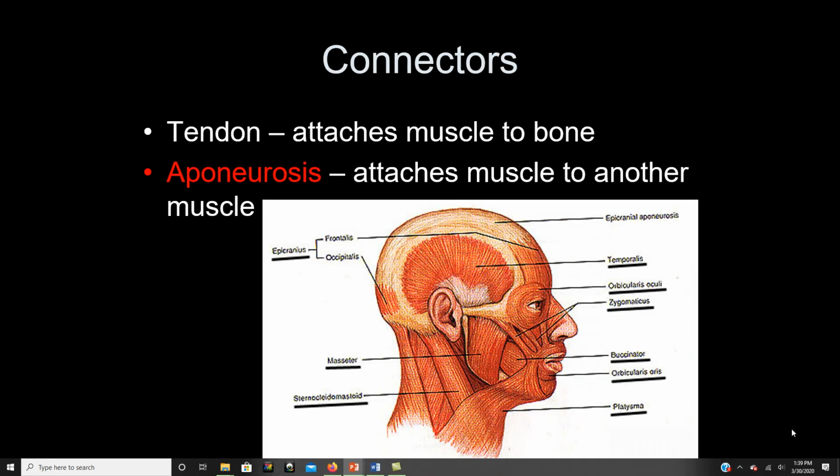Tendon is dense regular connective tissue that attaches a muscle to bone. Aponeurosis is a sheet of connective tissue that attaches a muscle to another muscle. This is the occipitalis, this is the frontalis. The galea aponeurotica covers the surface of your head underneath the skin. It's the aponeurosis that connects those two little patches of skeletal muscle to each other.